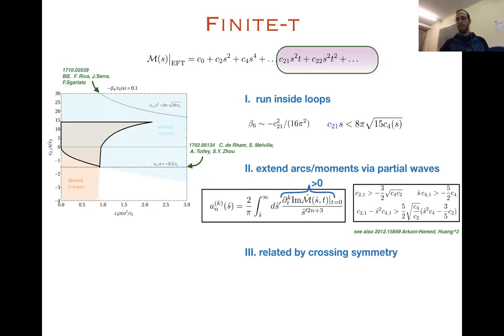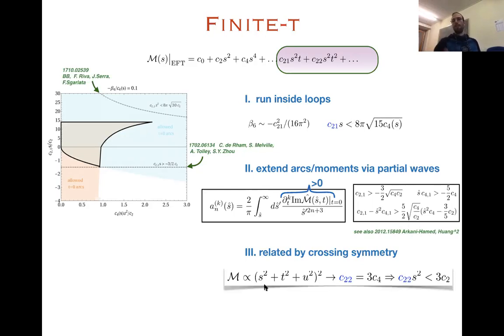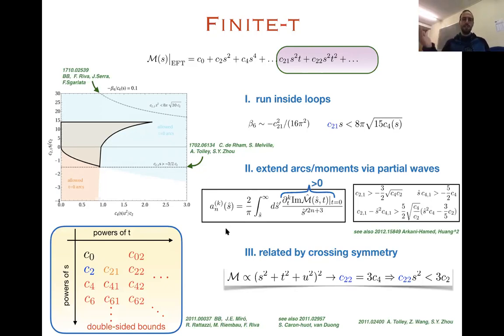Finally, these things are related by crossing symmetry. Let me give you a specific example. This is a single operator that involves s to the fourth, and that single operator generates s squared plus t squared plus u squared, everything squared. So the coefficient C2,2 here is the same as the coefficient of C4 up to a factor of 3 from combinatorics. Because C4 is bounded, this means that C2,2 is also bounded. This puts further constraints. So the bottom line is that if you write a table like this one, where you write all Wilson coefficients by increasing power of s or increasing power of t, everything in red or orange here is bounded above and below. C2 is bounded only below, so it's positive, and C0 is basically unbounded by this argument.